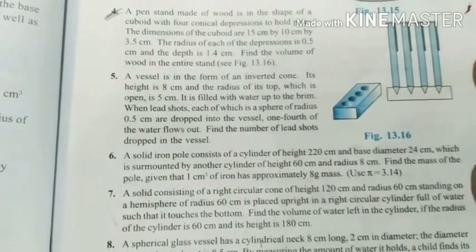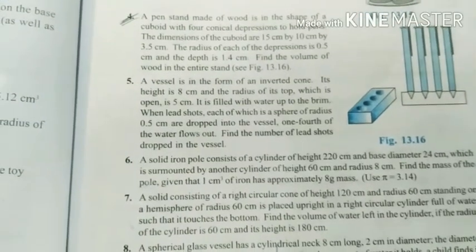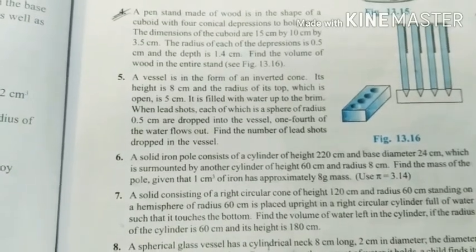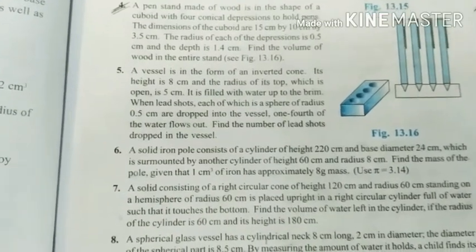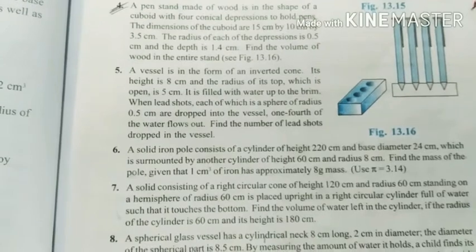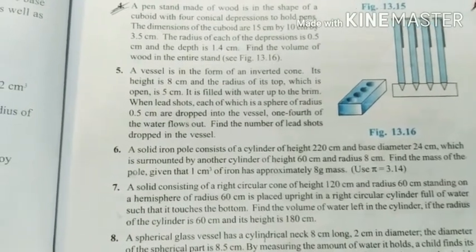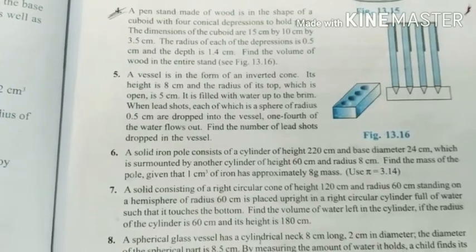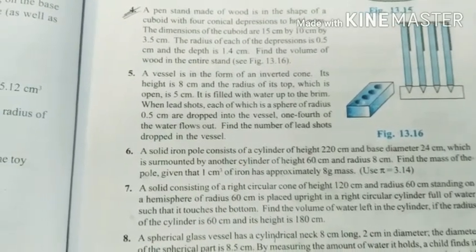Question number 5. A vessel is in the form of an inverted cone. Its height is 8 cm and the radius of its top, which is open, is 5 cm. It is filled with water up to the brim when lead shots, each of which is a sphere of radius 0.5 cm, are dropped into the vessel. 1/4 of the water flows out. Find the number of lead shots dropped in the vessel.